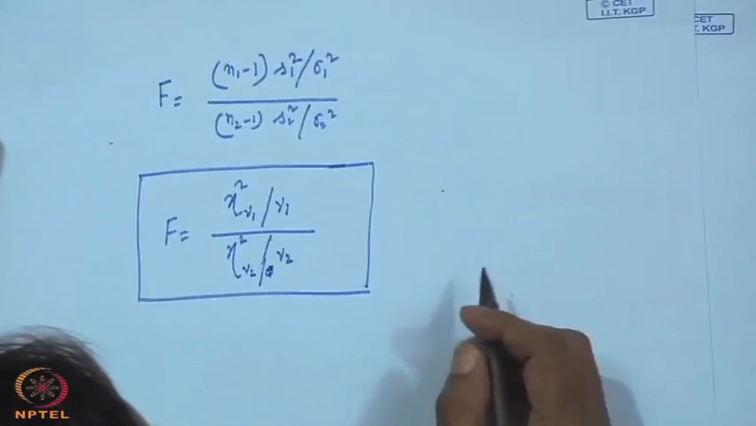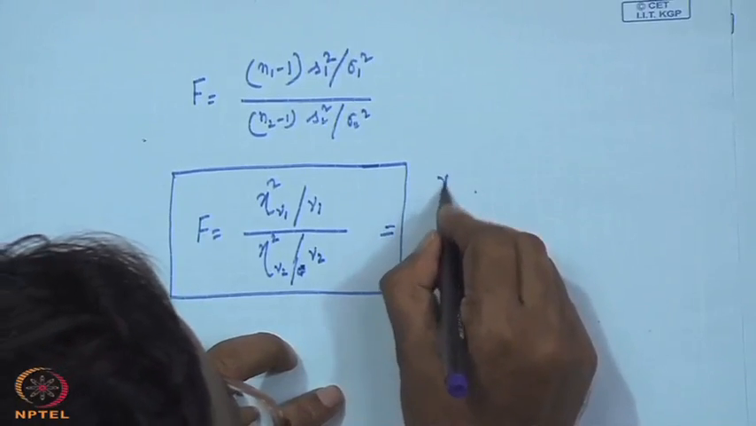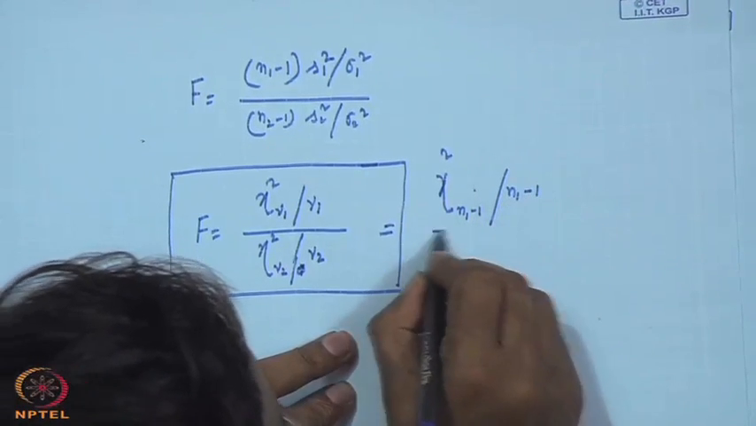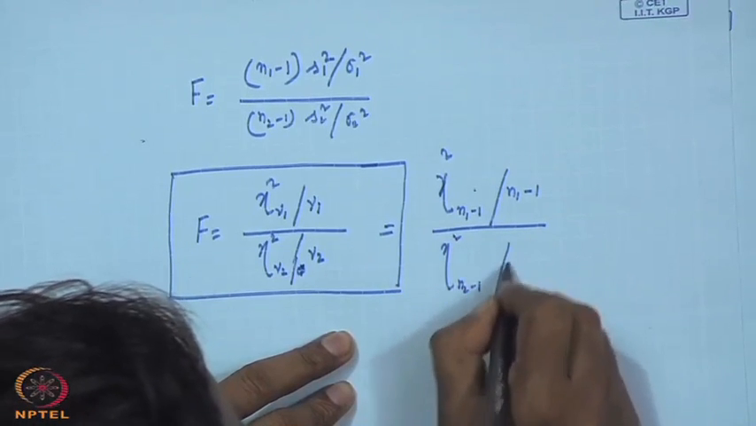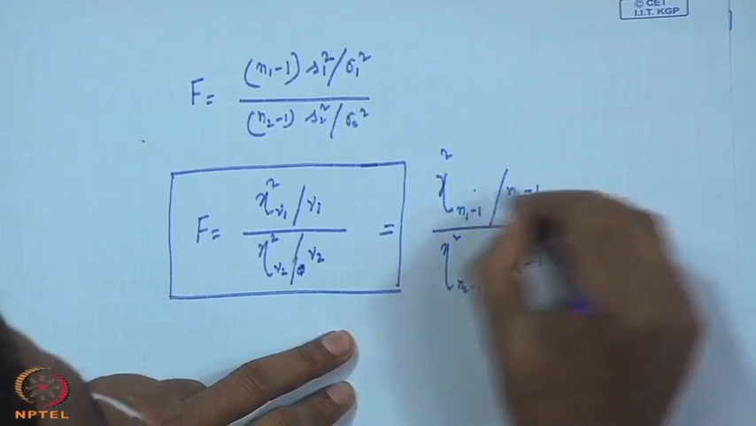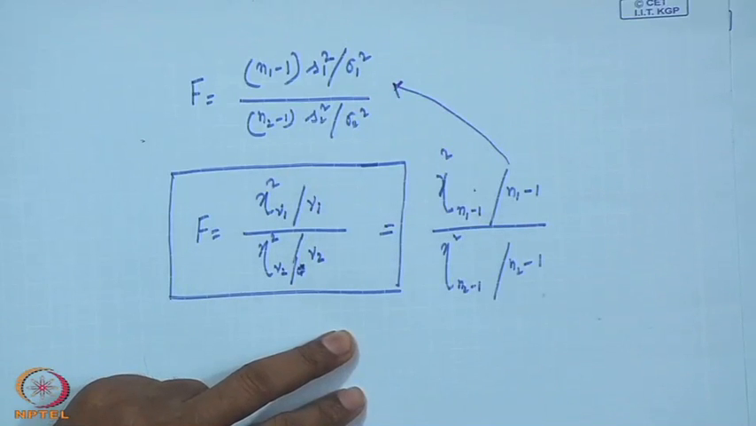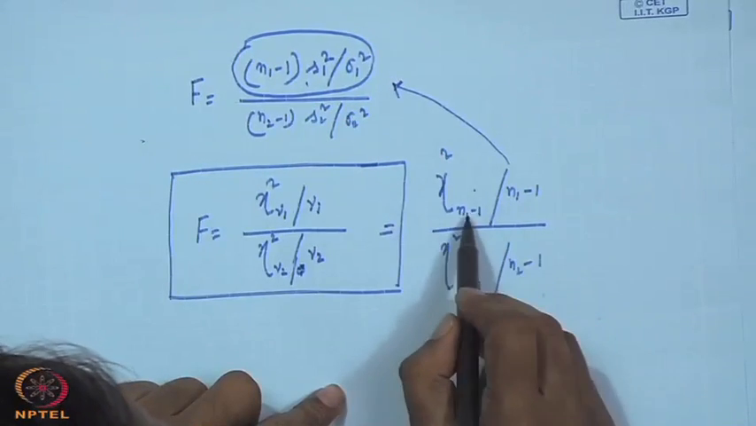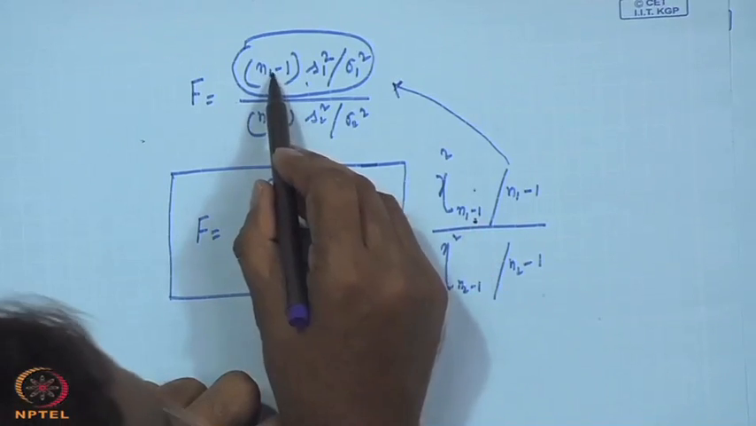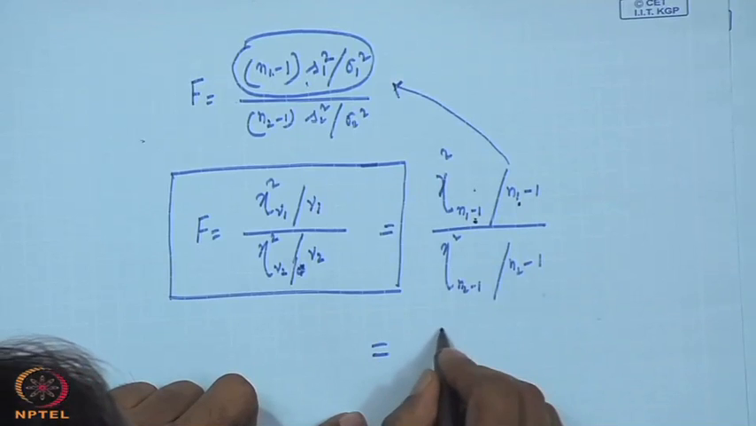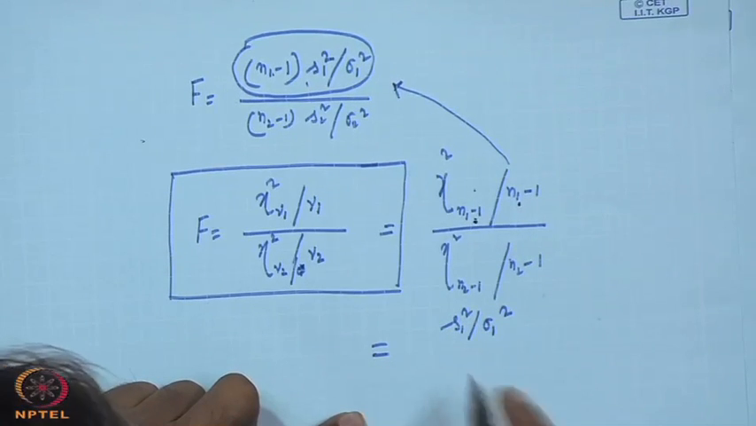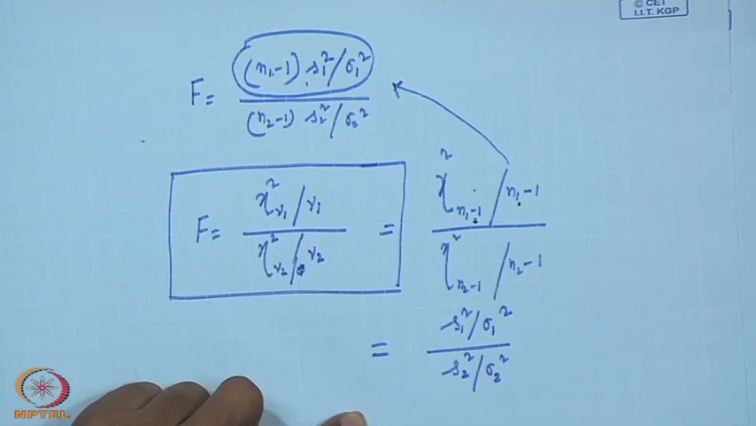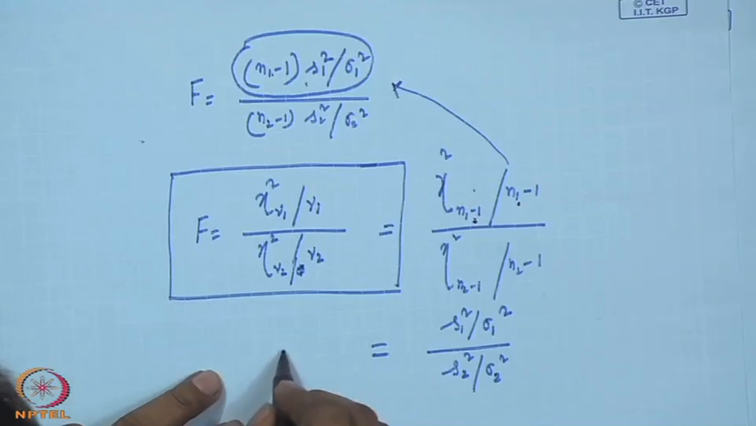What is our chi-square variable here? Instead of writing this, I am writing now chi-square with nu 1 equal to n 1 minus 1, divided by n 1 minus 1, then chi-square with n 2 minus 1 divided by n 2 minus 1. Can you find out what this will be? We say this one is chi-square n minus 1. So, this divided by n 1 minus 1 means this is S 1 square by sigma 1 square. Now, the denominator will be S 2 square by sigma 2 square. So, this definitely follows the F distribution, and that is the F.